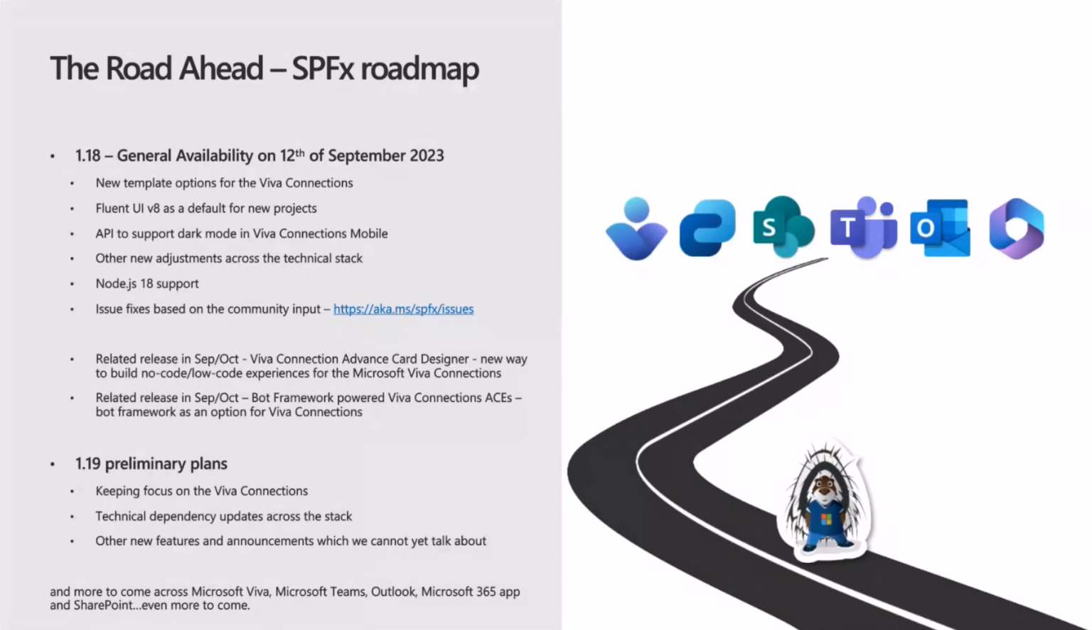Now, 1.18 as such is the latest version. We're working already in 1.19 and what's going to be there. In between 1.18 and 1.19, we're also releasing a lot of new capabilities, or plan to release them, on Viva Connections Adaptive Card, Advanced Card Designer, and then the bot framework part, Viva Connections ACEs, which might actually come out later this year or might go into next year. But a lot of innovation in here.